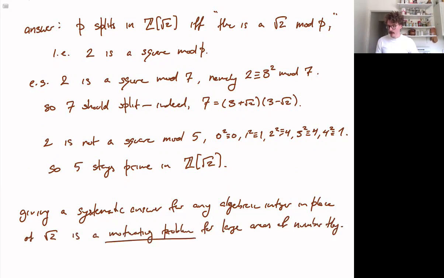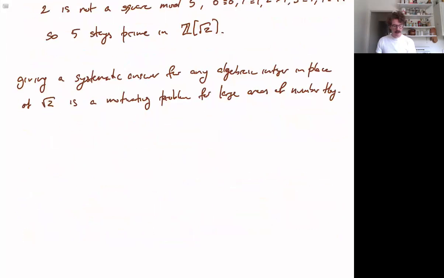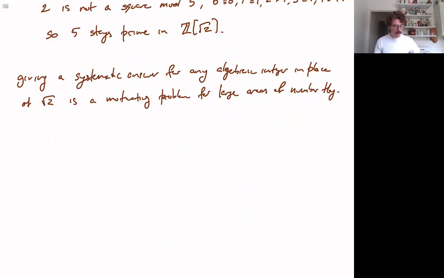And by a motivating problem, in case those words aren't familiar, what I mean is that this is a problem that is basically, with the current technology, considered to be impossible to solve. It's beyond reach. But working towards this problem is an inspiration for a lot of big areas of number theory. So in addition to describing this problem, I want to give a more classical number theory example.